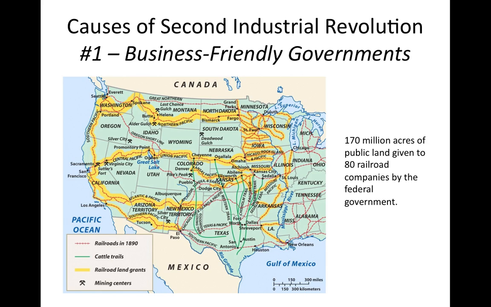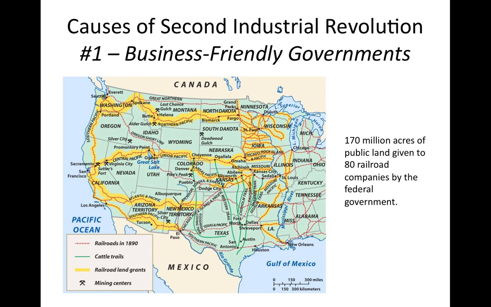So here you have a map that shows you just how much public land was given by the federal government to 80 railroad companies during this time period. That's basically free land given to these companies. The idea was, if the federal government gives them the land, and in return they build railroads through that land, they own the land that they build the railroads through, or a few miles on either side of the railroad tracks. That allows them to sell the land to people as they develop the railroads and make a big profit.